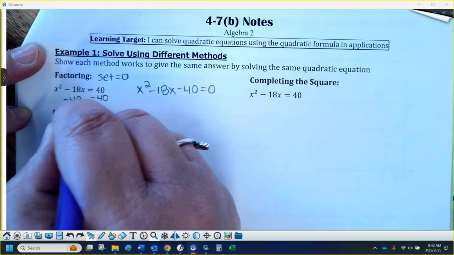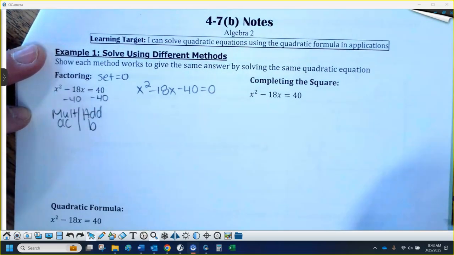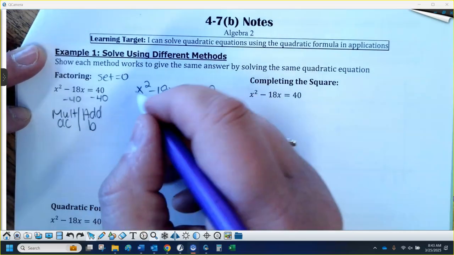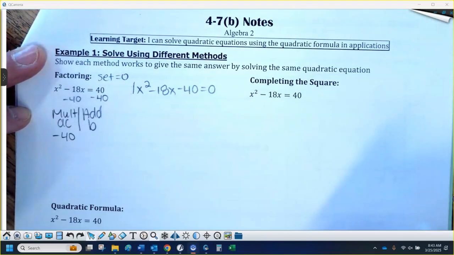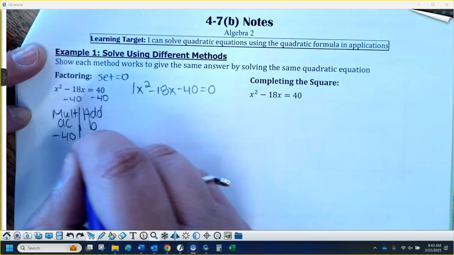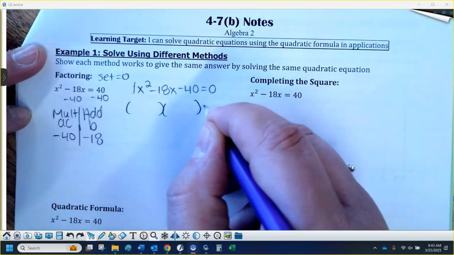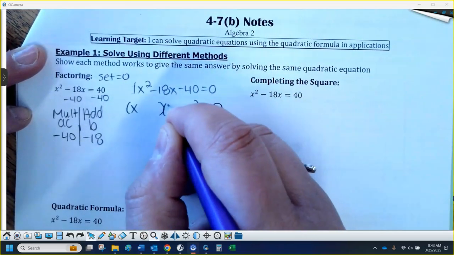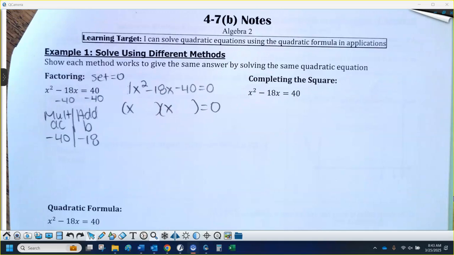Now, we're going to multiply a times c and add to b to do any kind of factoring. The nice thing here, your a value is just 1. So it's 1 times negative 40, so that would be negative 40, and I want to add up to get negative 18. Now, I'm going to start each of my factors with an x, because if I do x times x, like if I FOIL that, that will give me x squared, which is what we have. And I just got to fill that in with the two numbers that fit those two requirements.